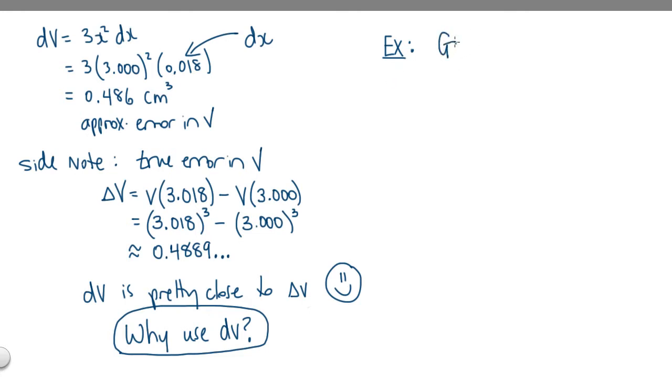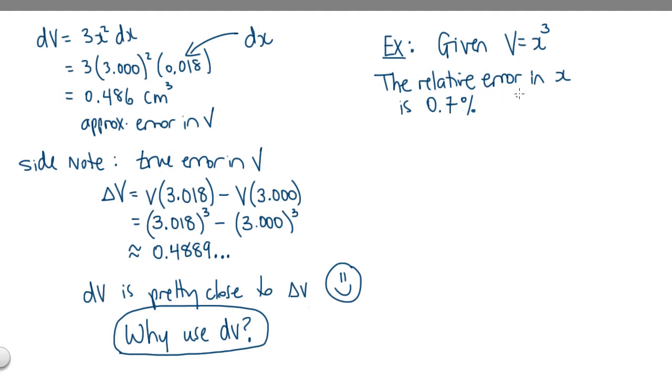Okay, let's say we're given a function, and I'm going to stick with the same function that we had in our previous question. So we're still talking about the volume of a cube. Now, let's say someone tells us that the relative error in calculating the value of x is 0.7%. And the question is to find the relative error in V. Find the relative error in the volume.